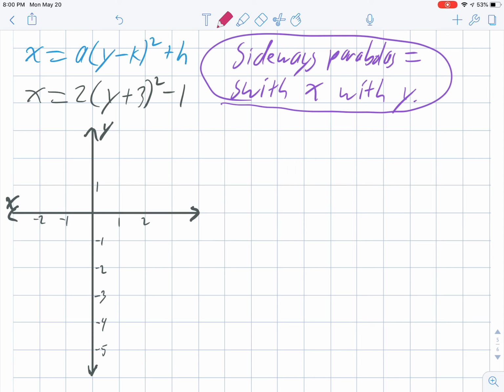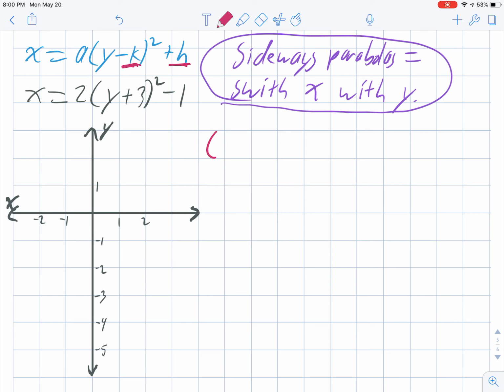So let's start with the vertex. Remember with sideways parabolas, the x's and y's switch places, the h's and k's, so the h and k also switch places, right? Because that's the x and the y value of the vertex. You'll notice k is still sort of attached to the y, because that's usually the y value of the vertex. And the h is the x value of the vertex. Basically, they're just switching places.